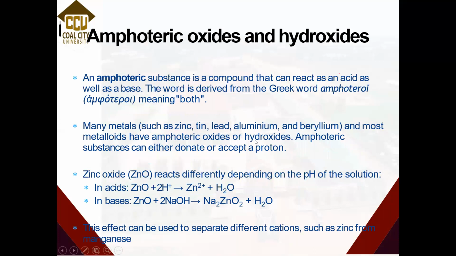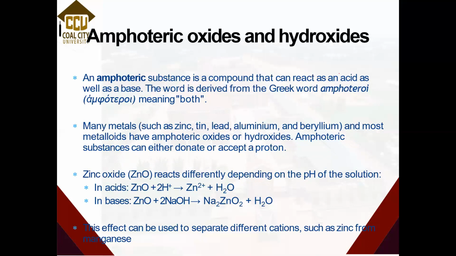Now we also have the ones we refer to as the amphoteric oxides. Amphoteric oxides are not basic, but they can react as base and acid at the same time. Sometimes they react as base, sometimes they react as acid, so we call them amphoteric oxides. So an amphoteric substance is a compound that can react as an acid as well as a base. The word is from a Greek word, amphoterio, which means both.